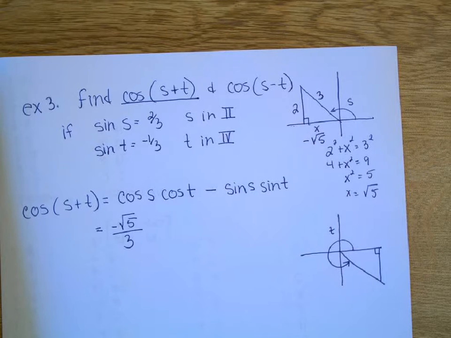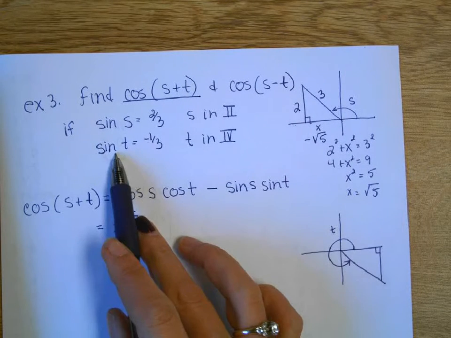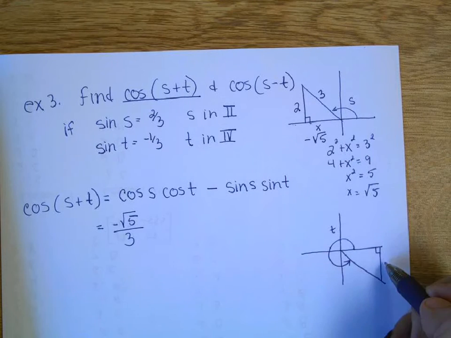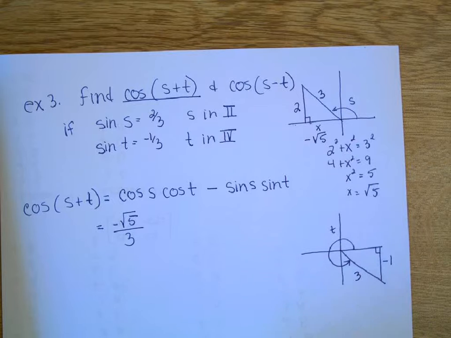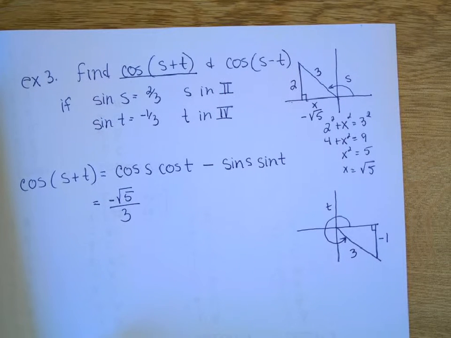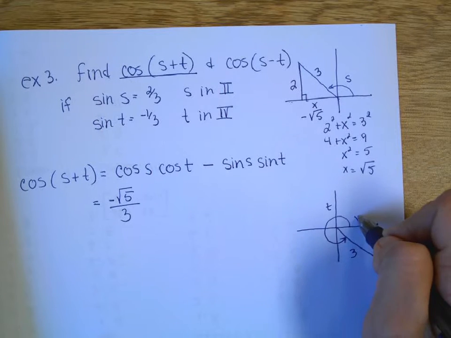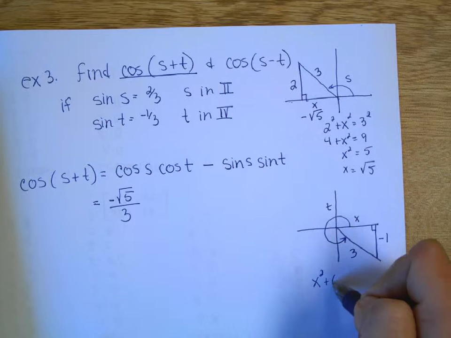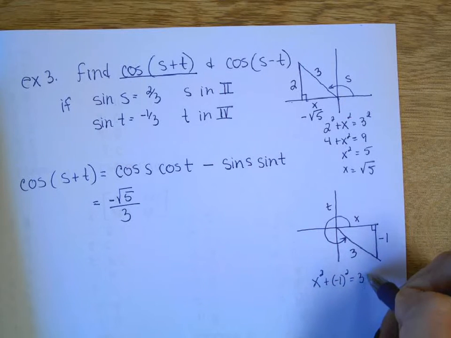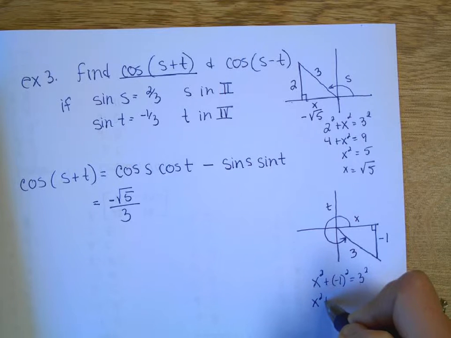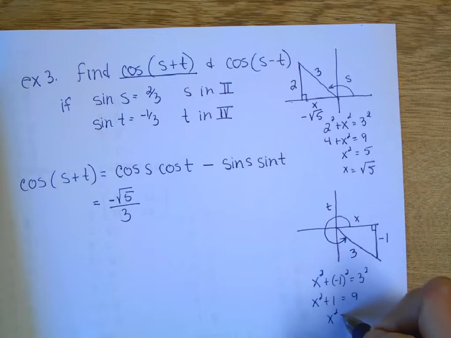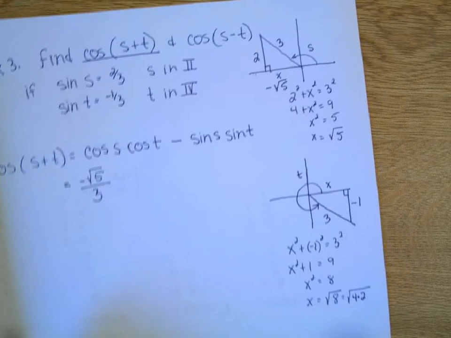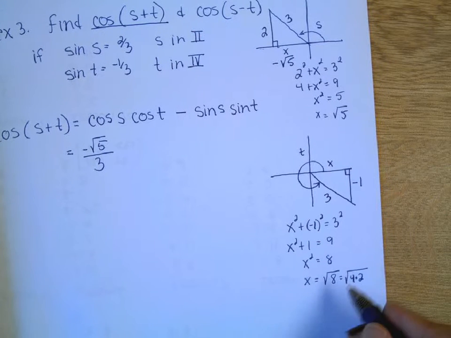And what two sides of that triangle do I know? The sine tells me opposite and hypotenuse. Opposite, hypotenuse. Gotta do some Pythag. X squared plus negative 1 squared equals 3 squared. Remember to simplify square root of 8, because it's got a 4 in it. 2 square root of 2.